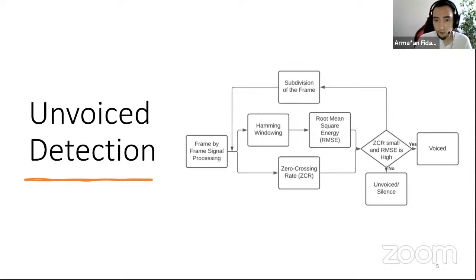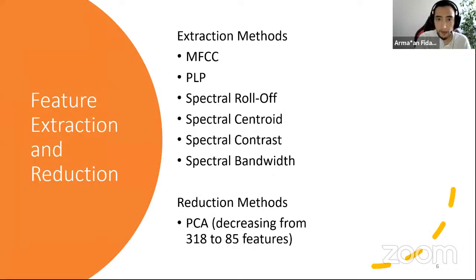If the threshold doesn't hold with our values, that means that we need to subdivide the frames and redirect to the algorithm again. After the unvoiced extraction, nearly 40% of the signals is eliminated, and pure signals are obtained from the unvoiced detection algorithm. And then we apply some feature extraction methods, and the most contributing one is the mel-frequency cepstral coefficients. We extract 13 MFCC, and we also took the PLP, spectral growth, and other features as well.